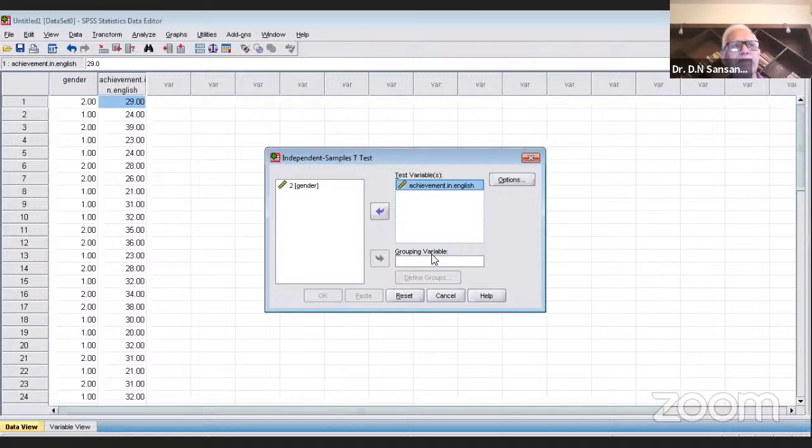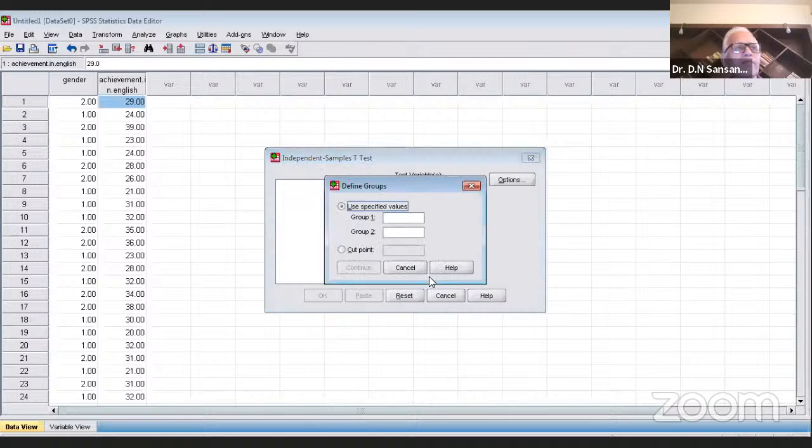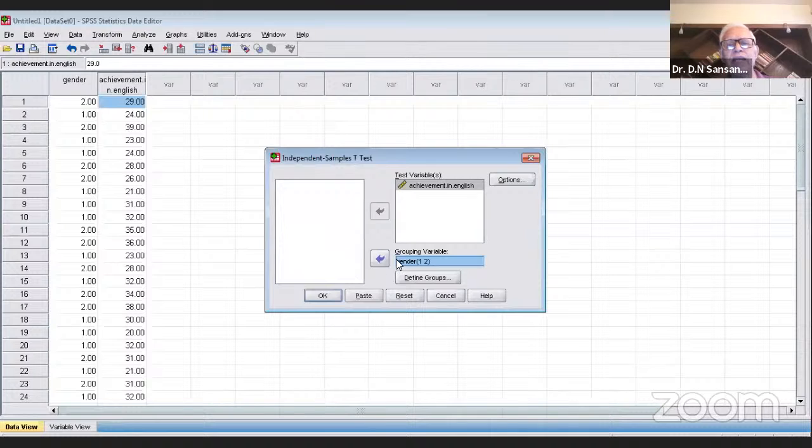Then next is a grouping variable. Grouping variable means this is a discontinuous variable, and your gender is a discontinuous variable. So you select gender and shift it to the grouping variable. As soon as you shift it here, there are two question marks in the bracket. Now you click define groups. Now you have defined your groups as 1 and 2. 1 means male, 2 means female. So 1 represents the data of the males and 2 represents the data of the females. So now I can continue. And as soon as I continue, see, now this is active. Earlier it was not active.